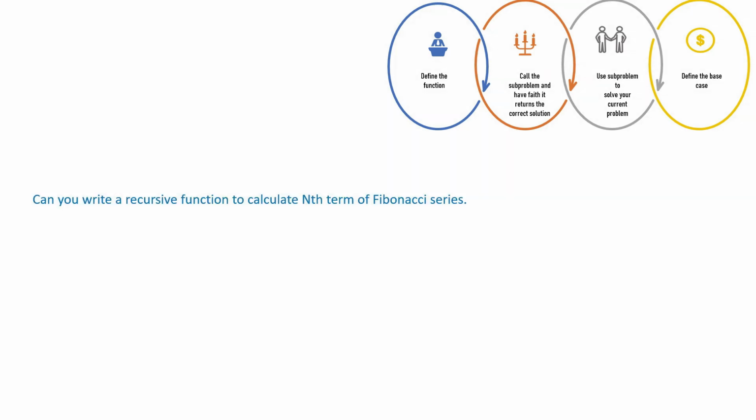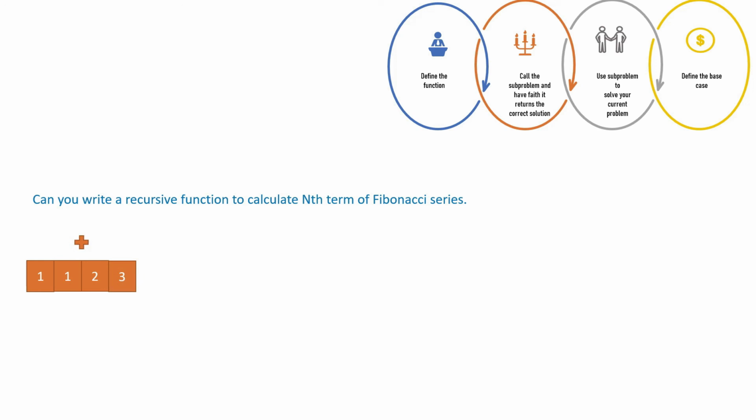Can you write a recursive function to calculate the nth term of the Fibonacci series? A Fibonacci series is a special series of numbers which follows a pattern in which the next number of the series is the sum of the previous two numbers. The first two numbers in the series are 1. Then the next number is 1 plus 1 equals 2, then the next element is 1 plus 2 equals 3.